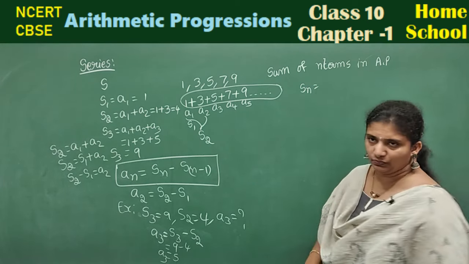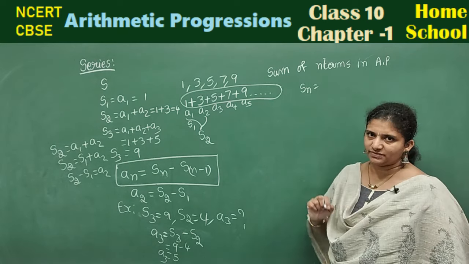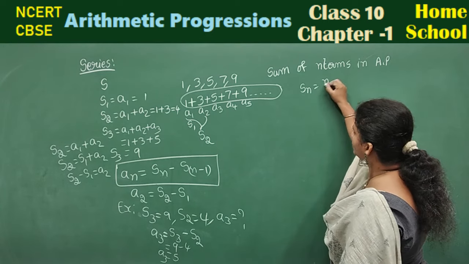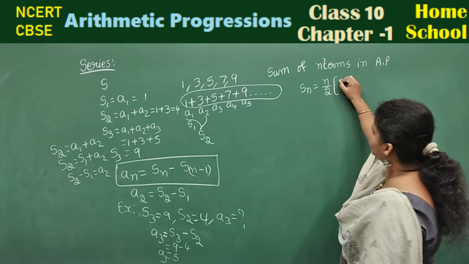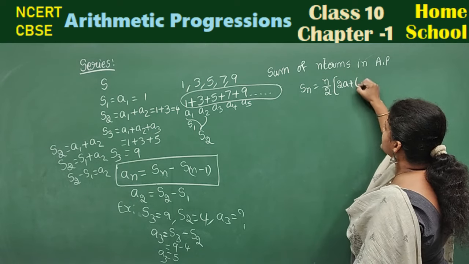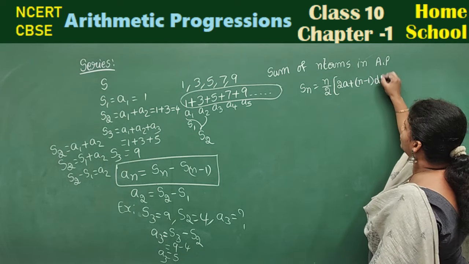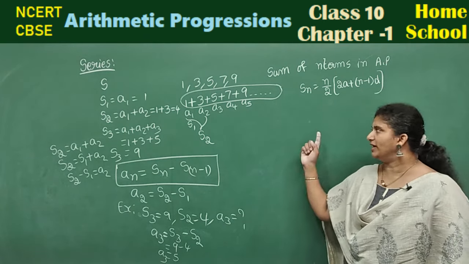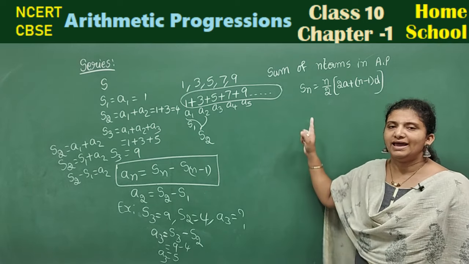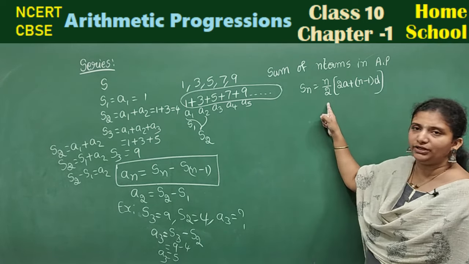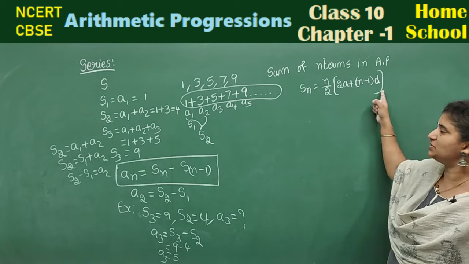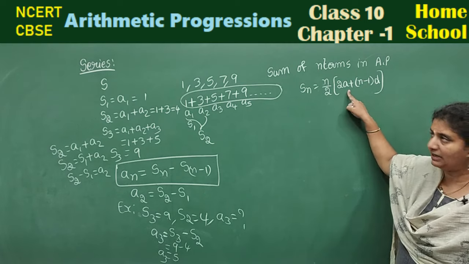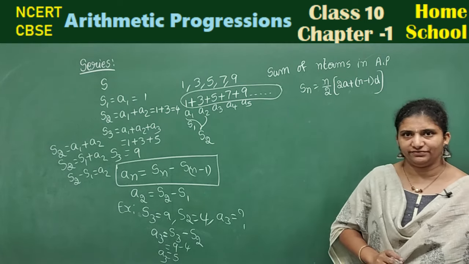Sn is equal to sum of n terms. Sn is equal to n by 2 into (2a plus (n minus 1) into d). Sum of n terms in an arithmetic progression. The formula is this one. Try to remember. Sn is equal to n by 2 into (2a plus (n minus 1) into d), where n is the term number, a is the first term, d is the common difference.